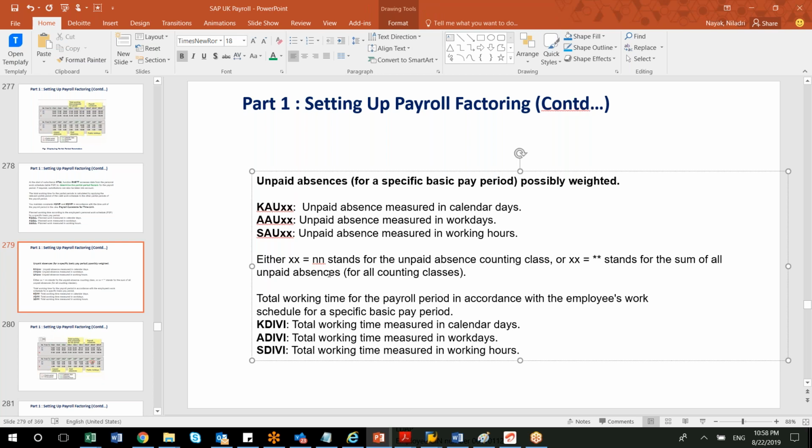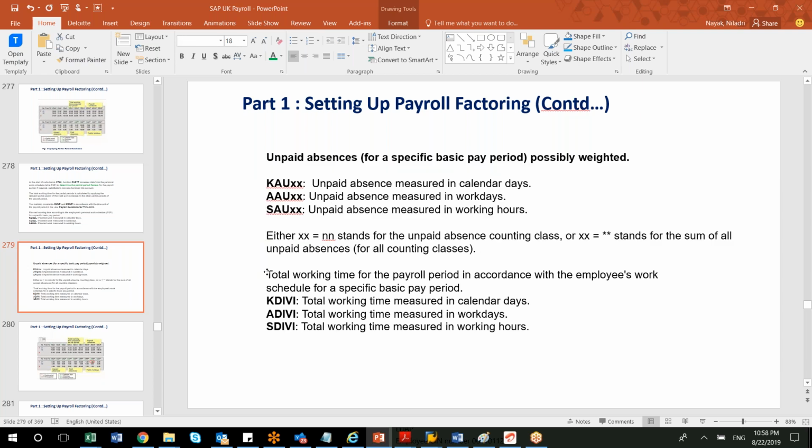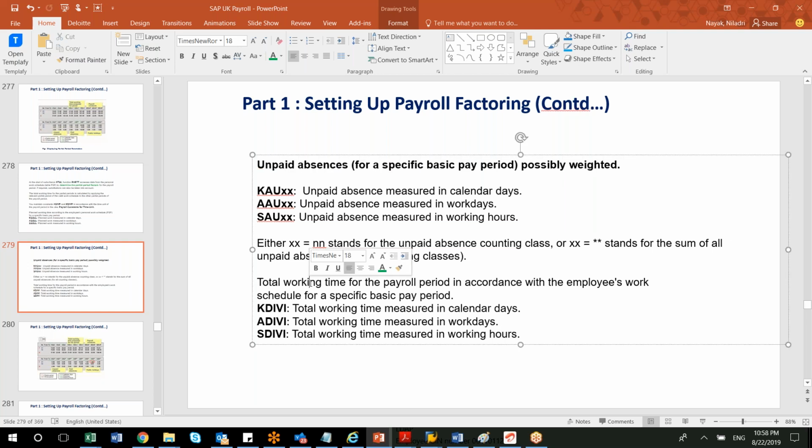All calendar days start with K. The same is the scenario for total working time. Suppose you are doing any kind of calculation for total working time, in that case it will also be like ADVIB, ADIVI, SDIVI. These kinds of calculations you will be able to see. I could have shown that today, but unfortunately we do not have that system. Otherwise, we'll run it next time and I'll be able to show this.